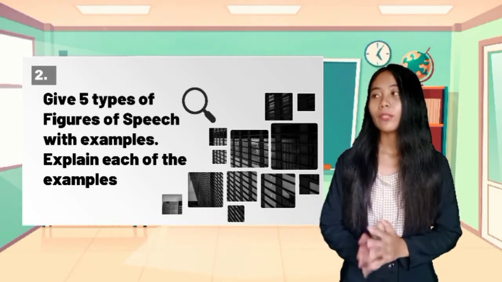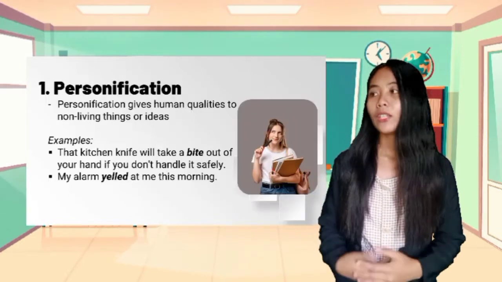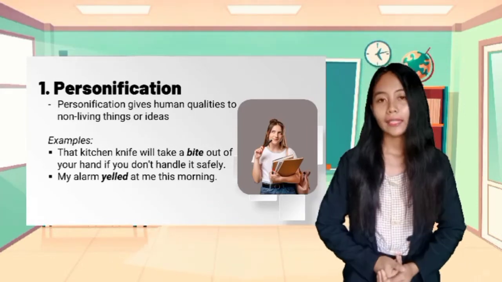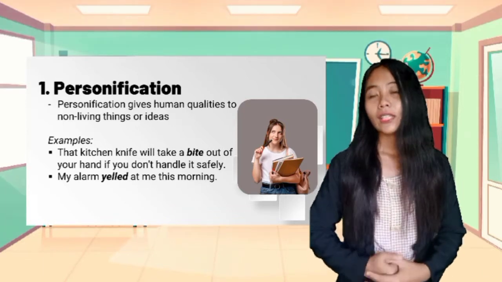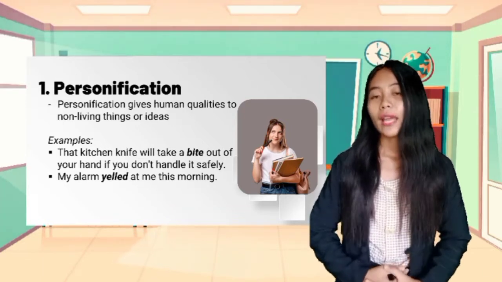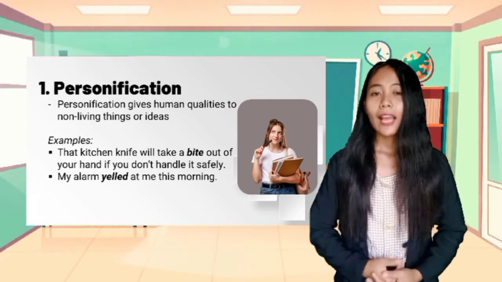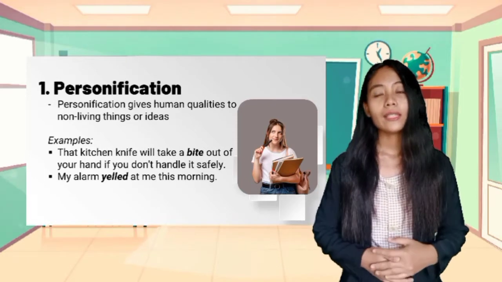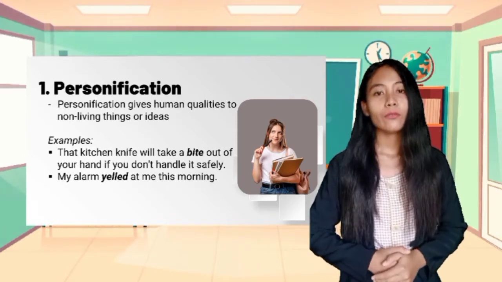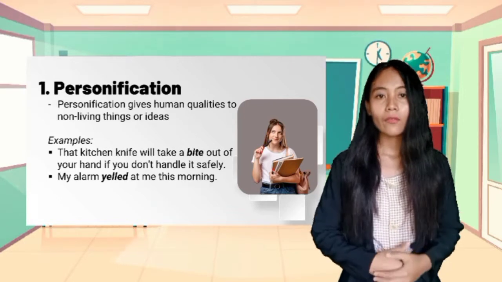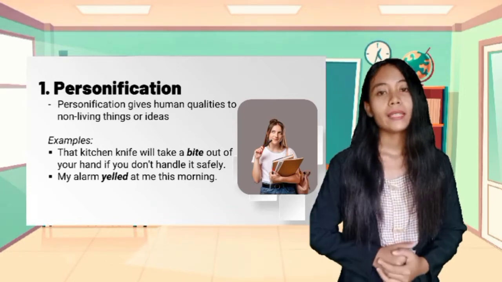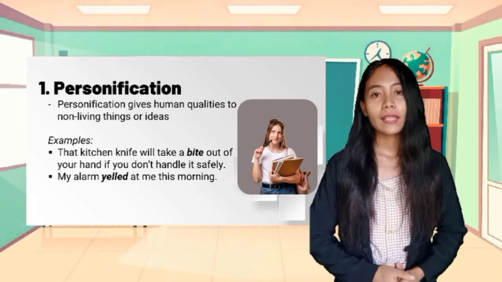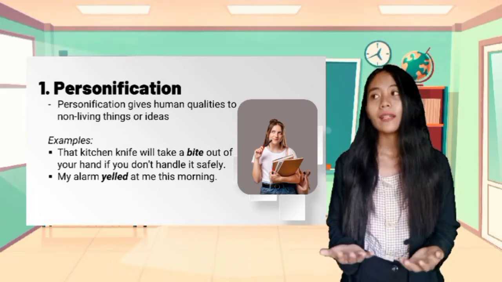The first figure of speech that we have here is personification. It gives human qualities to non-living things or ideas. For instance, the kitchen knife will take a bite out of your hand if you don't handle it safely. As we all know, a kitchen knife is a non-living thing, or in other words, it has no life. If we take this in its literal meaning, obviously a knife cannot bite like humans can do.